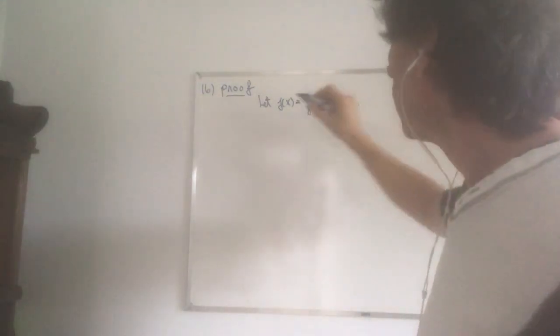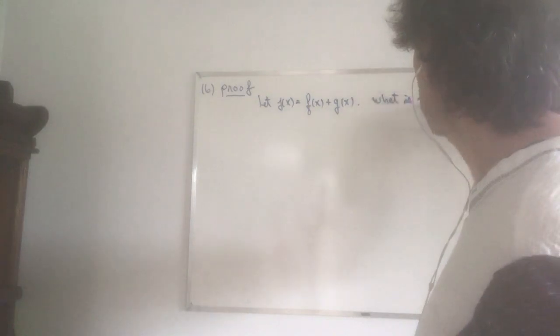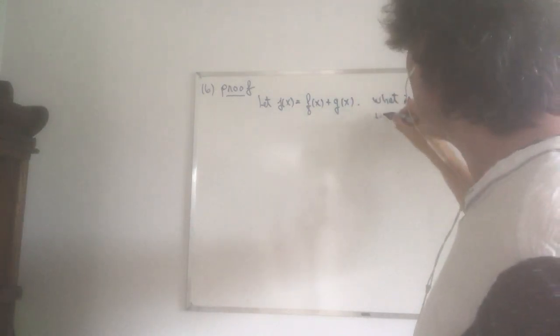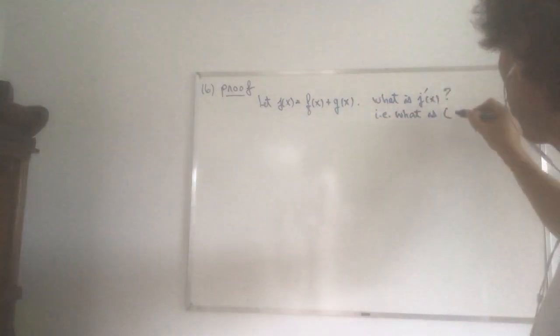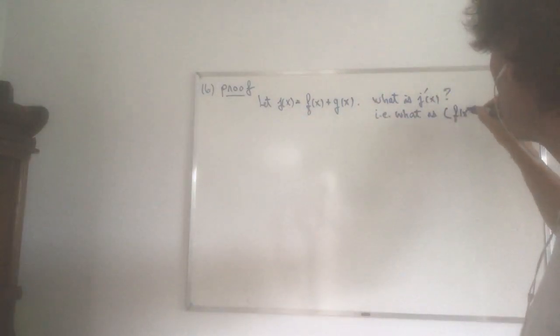So basically, the question is, j of x is f plus g. What is j prime? I.e., what does that mean? Id est, that is to say, what is j prime? Well, j is f plus g.